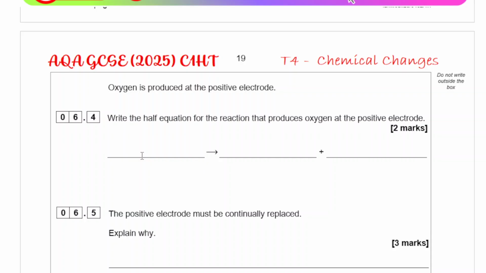Oxygen is produced at the positive electrode. Write the half equation for the reaction that produces oxygen at the positive electrode. So oxygen is being produced, O2. So this oxygen needs to be produced from oxide ions, which are O2-. Now, this means this is an oxide ion, so you will need 2 of them. And each ion has 2 extra electrons, so you'll have to get rid of those electrons to form O2. So it will be 4e-.